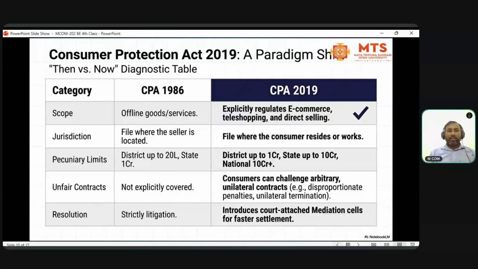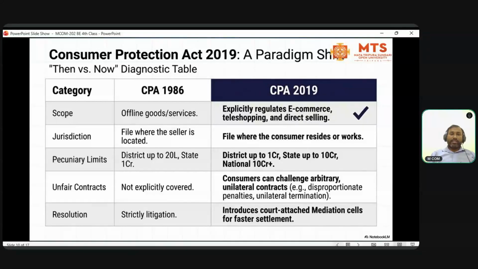So then, offline goods and services, but now it explicitly regulates e-commerce, teleshopping, and direct selling. Jurisdiction: file where the seller is located; now, file where the consumer resides or works. Pecuniary limits: district up to 20 lakh, state up to 1 crore; now district up to 1 crore, state up to 10 crore, national 10 crore and above.